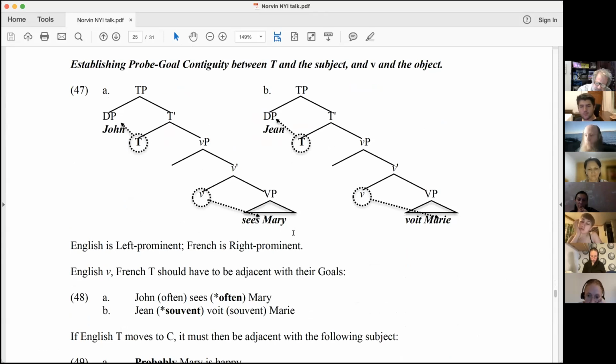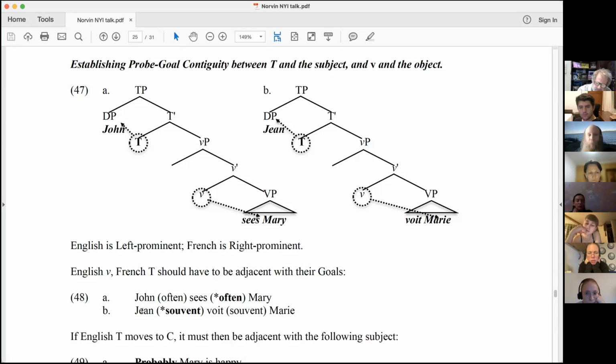English we've seen as a left prominent language. French we've seen as a right prominent language. So let's consider first English little v and French T. English little v, so consider 48a. Assume there's a little v somewhere inside C's. We're asking, can that little v be related to Mary across an intervening adverb? The answer is, well, no, English is a left prominent language, so there can't be an adverb there. That adverb would be more prominent than Mary.